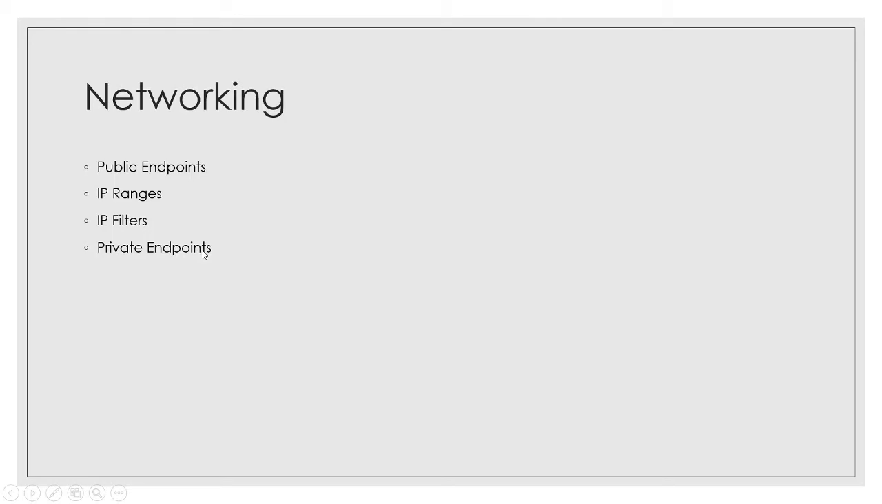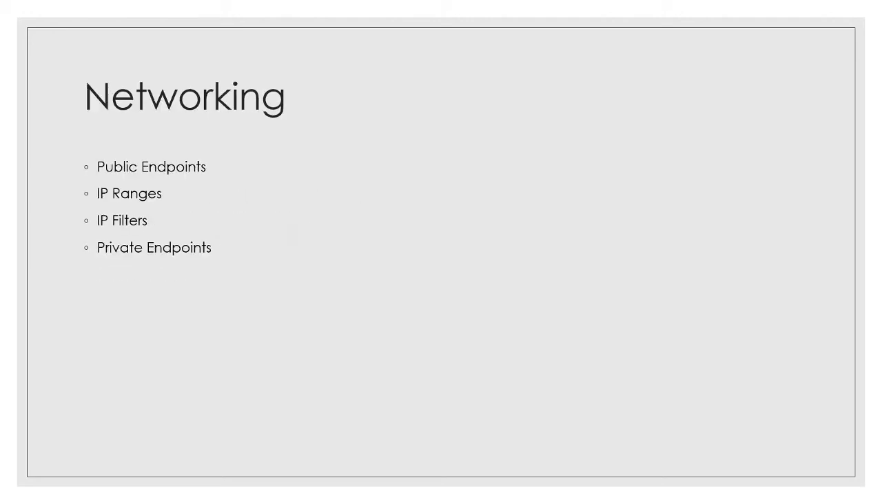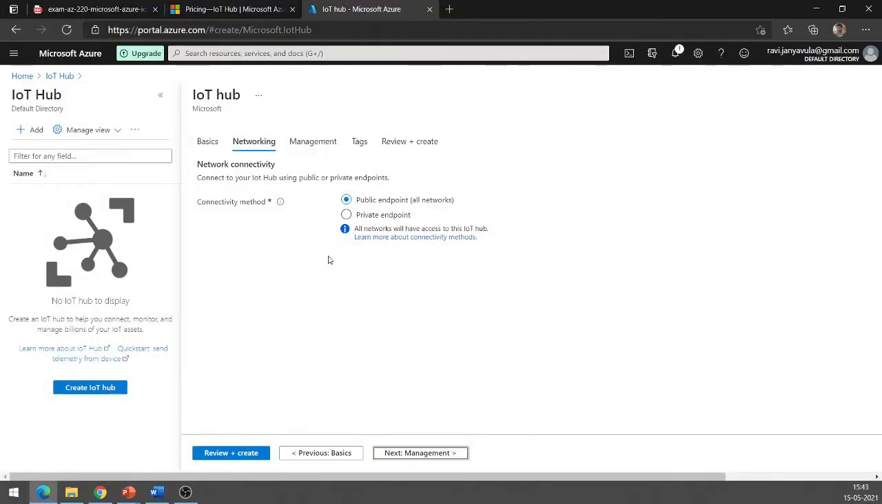So we can create our IoT hub with a private endpoint, so it will not be accessible through the public internet. If any sensor or device wants to connect with our IoT hub, it needs to use an express route or a VPN and connect to our private endpoint. Okay, so let us just go back to the Azure portal and see how we can do it.